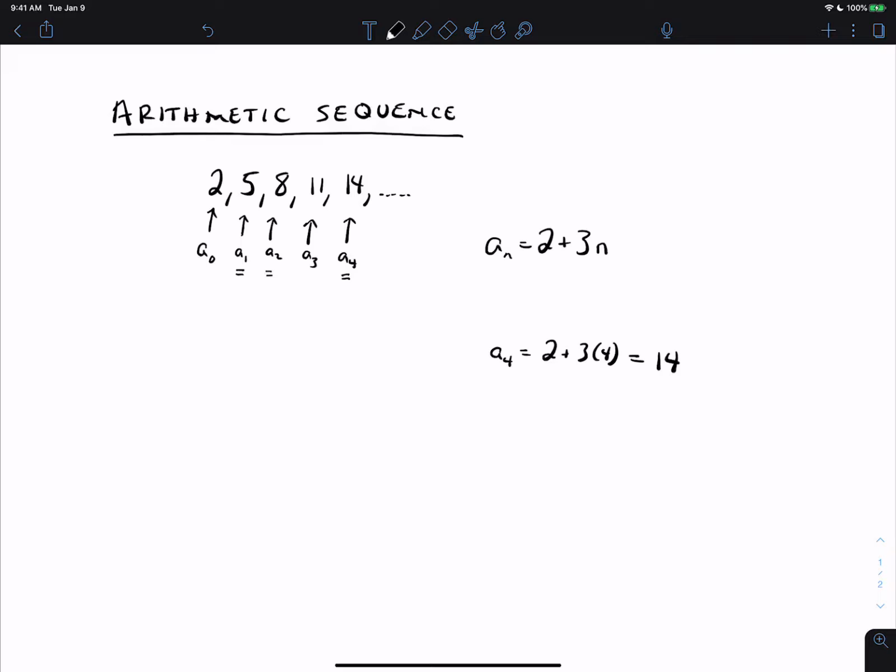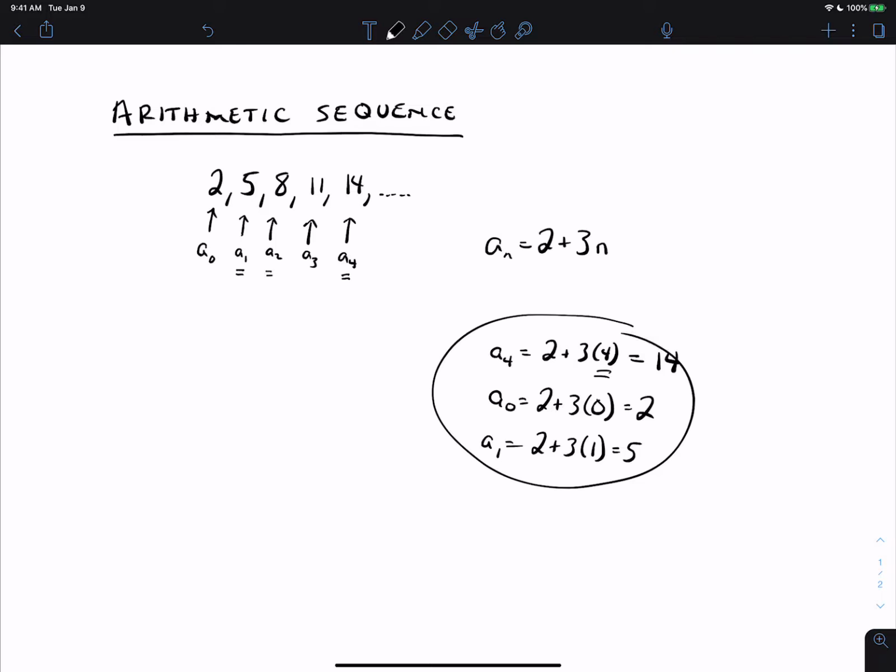But the more important thing is we're thinking, okay, this 4 indicates the number of times that we should add 3. For A0, we shouldn't add 3 at all. And so it's 2 plus 3 times 0, which is 2. For A sub 1, we should add 3 once. So 2 plus 3 times 1 is 5. And none of this stuff that I'm writing over here is necessary to do the problem, but it's the way we think of it and the way we know that what we're doing is working.